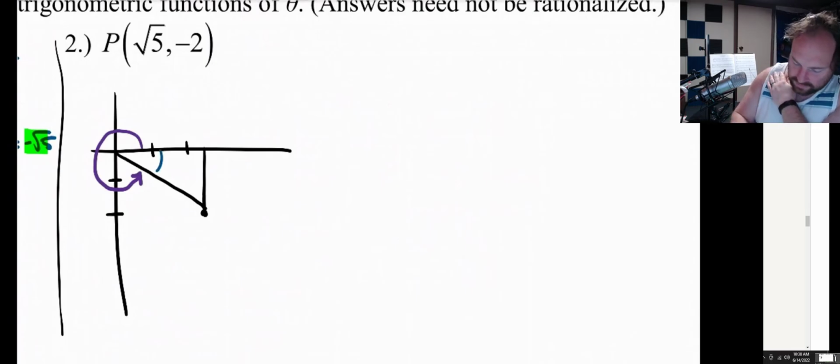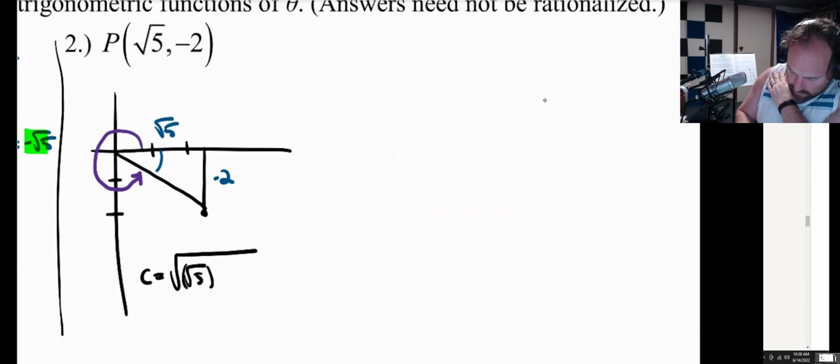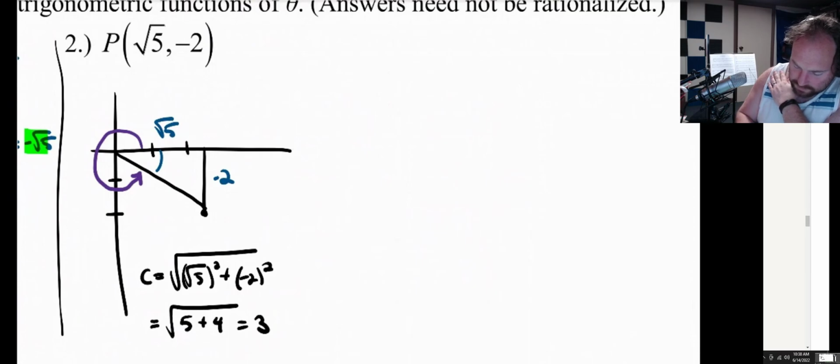Of course, we know that this side is the square root of 5, and this side is negative 2, which means that our remaining side is going to be the square root of the square root of 5 squared plus negative 2 squared. And that is nice. It's the square root of 5 plus 4, which is the square root of 9, which is 3.